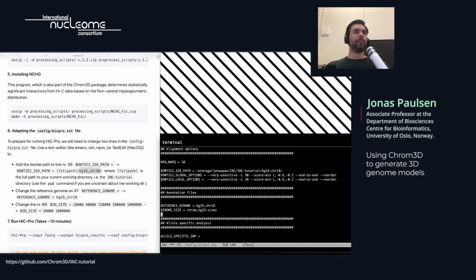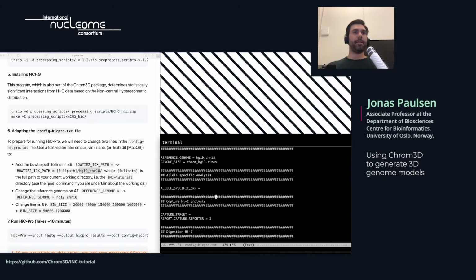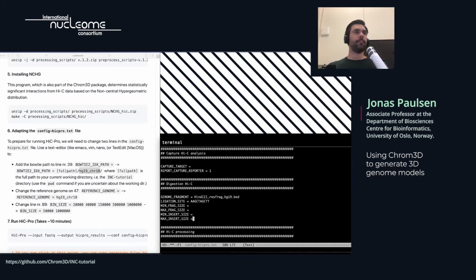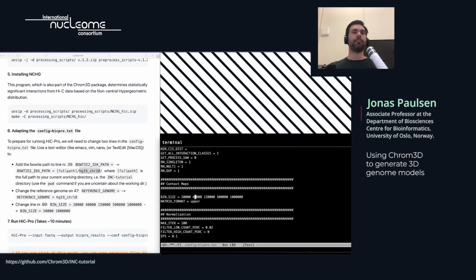And finally, you should go to line number 89, which provides the different bin sizes of the Hi-C data that you want to compute or aggregate the contacts over. I will ask you to delete this line completely and type in 50,000 and 1 million. Like that. And that's basically it.